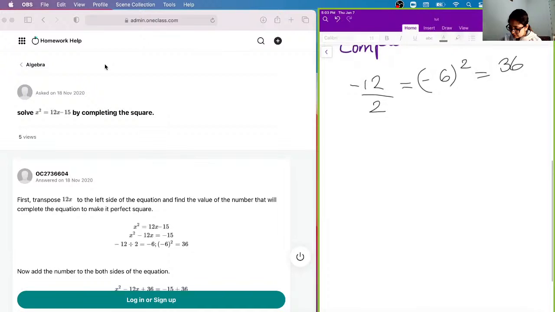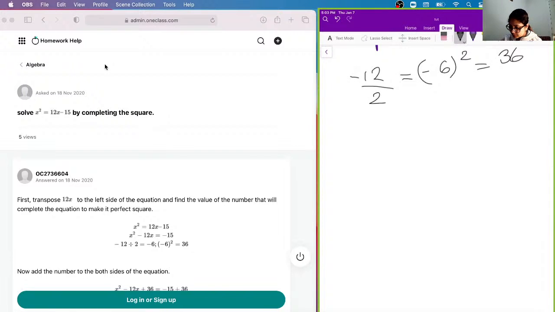And so then what we can do is basically put 36 on both sides of the equation, like so. We say x squared minus 12x plus 36 minus 36, right? You have a positive and a negative, and this equals negative 15.